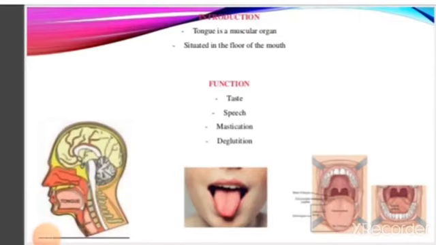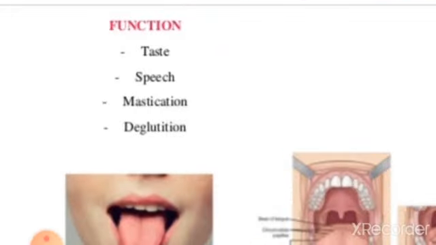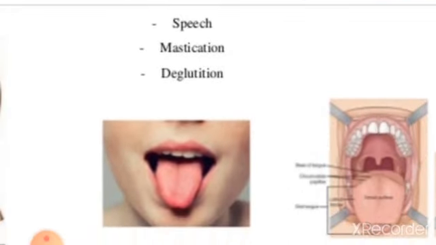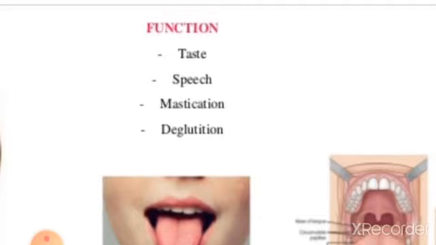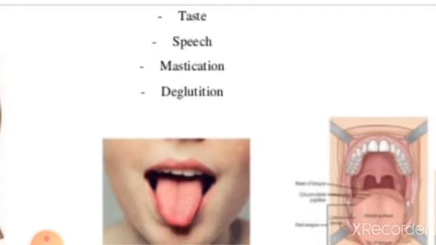Today we'll study the tongue, the muscular organ. The tongue is a muscular organ situated in the floor of the mouth. Its function, as you can see here in the picture: it is situated in the mouth and it's a muscular organ. Its function is taste. It brings about the taste of the food.